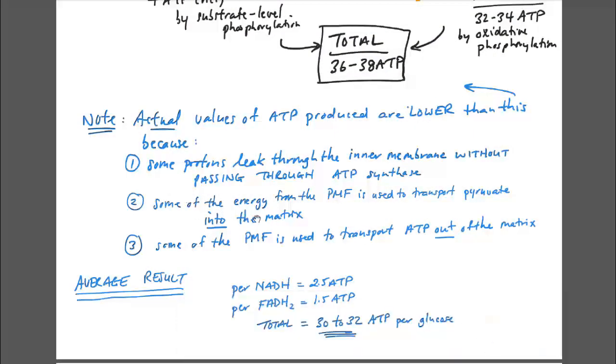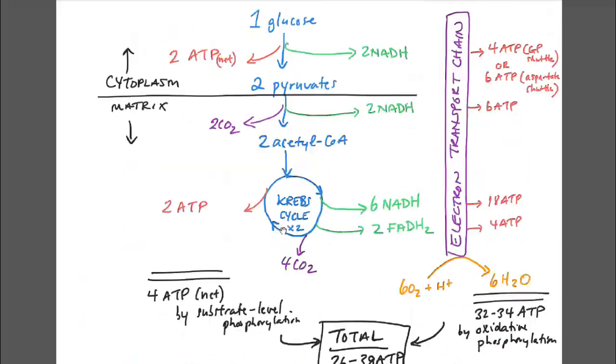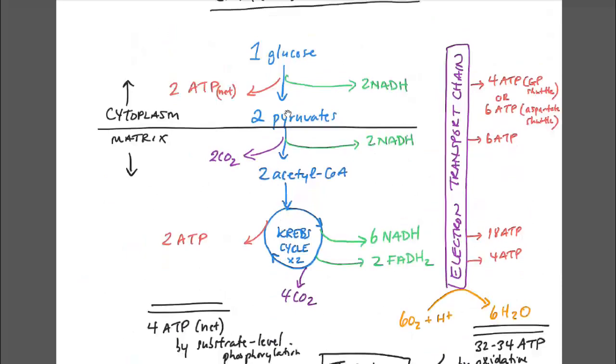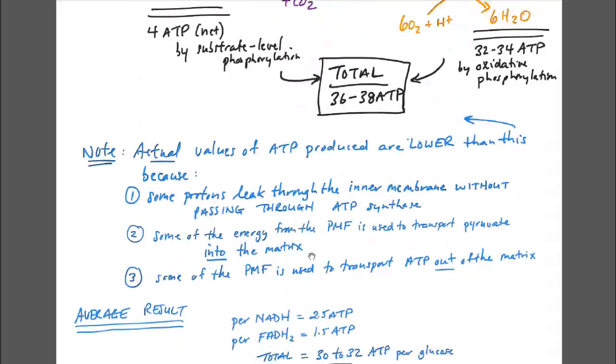The second reason is that some of the energy from the proton motive force, a term introduced in the last note, is used to transport the pyruvate into the matrix. If you want to get the pyruvate from the cytoplasm through the outer membrane, through the inner membrane, and then into the matrix, you're going to have to pump that sucker. So the two pyruvates are going to have to be pumped into the matrix, and that's going to require a little bit of energy. It doesn't require ATP to do that. It requires proton motive force. So when the protons are flowing, pyruvate takes advantage of that and comes in.